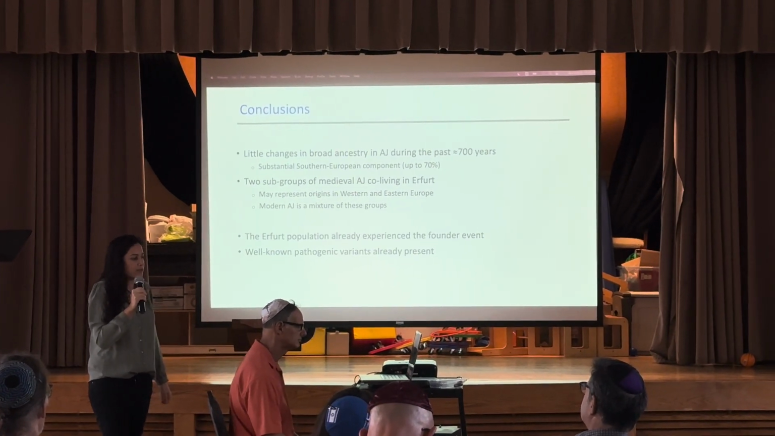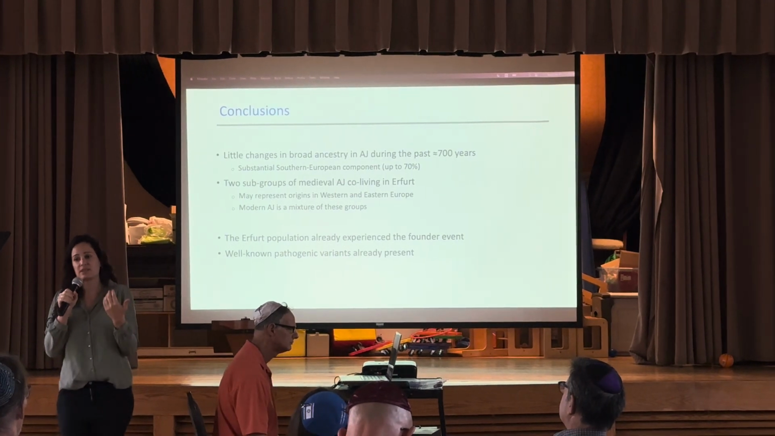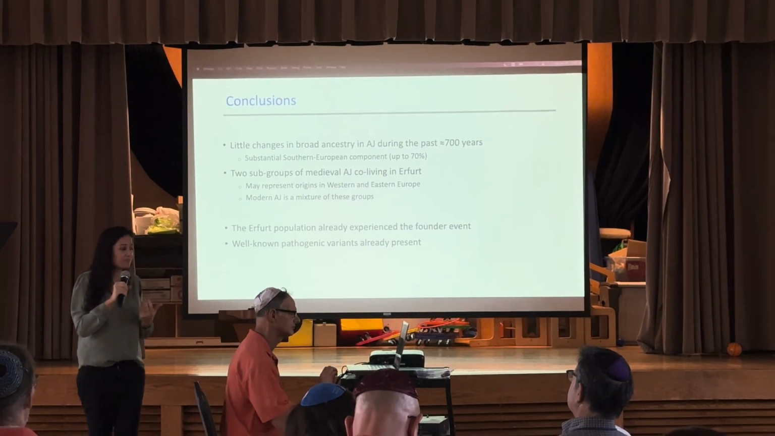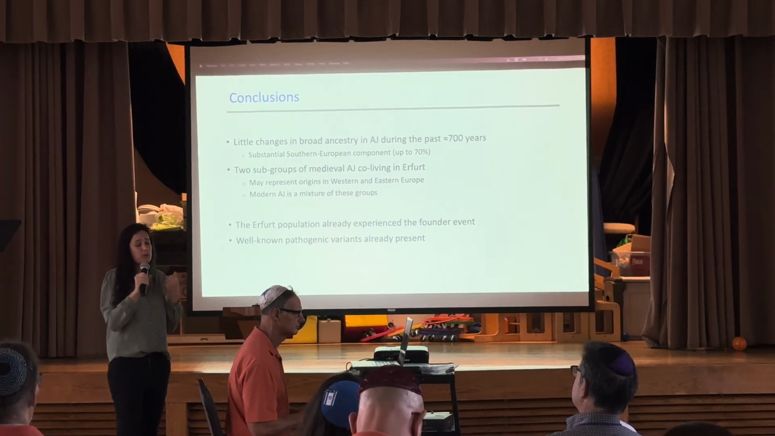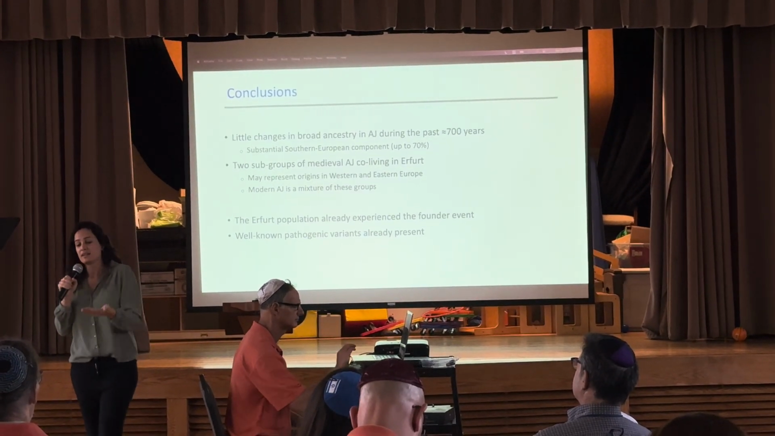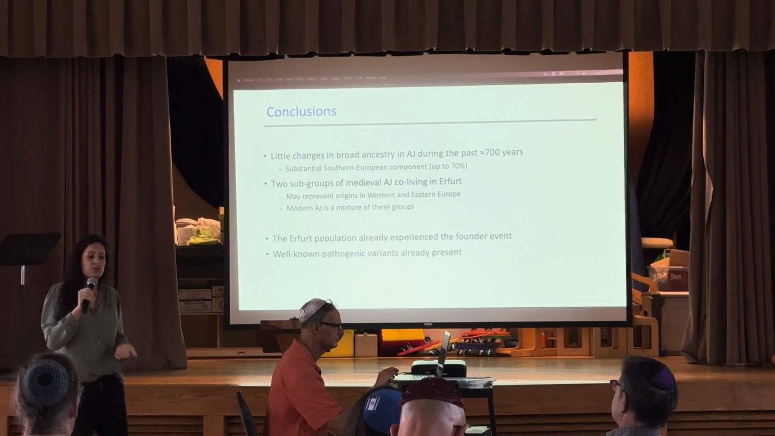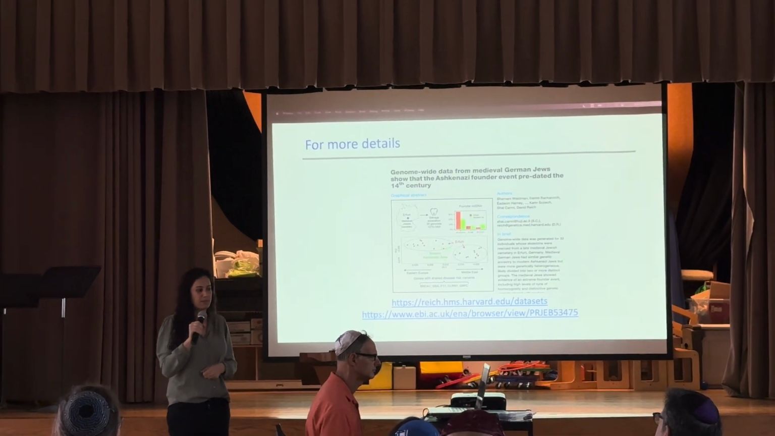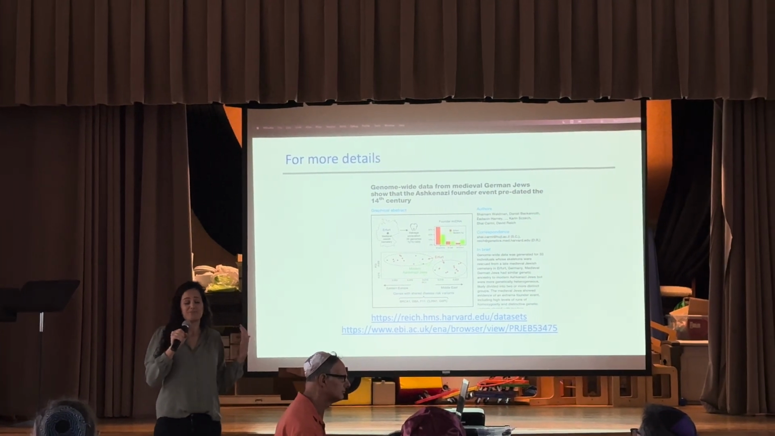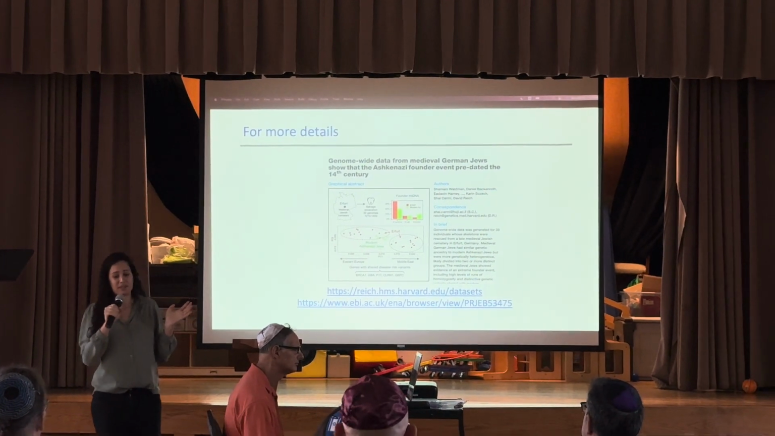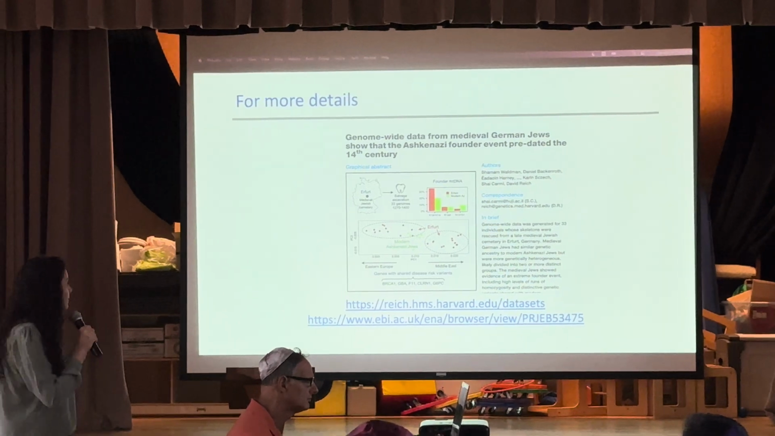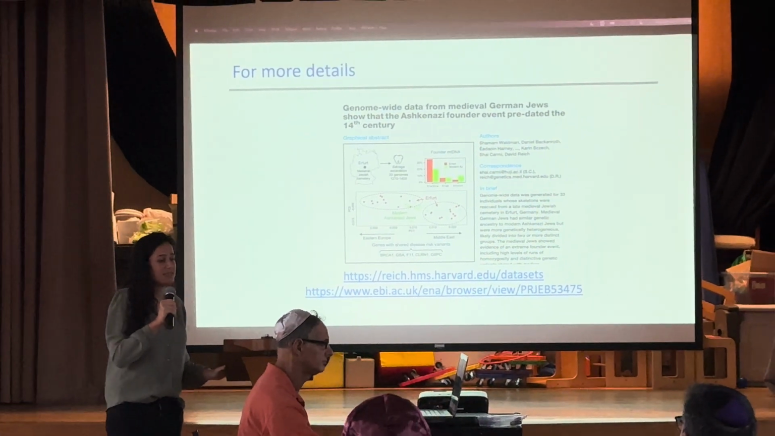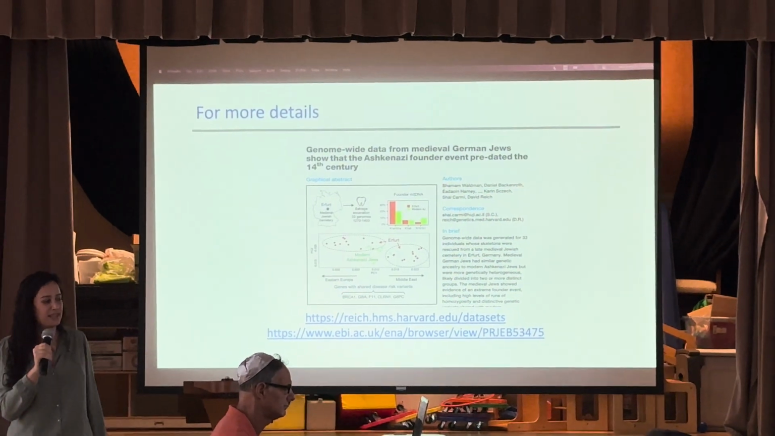We also found that the Erfurt population already experienced the founder event, so it must have happened before the 14th century, and that some of the well-known pathogenic variants that are common in present-day Ashkenazi Jews were already present in the medieval samples. Okay, so for those of you who are interested in more details, we have a publication in Cell about these findings, and that's it.